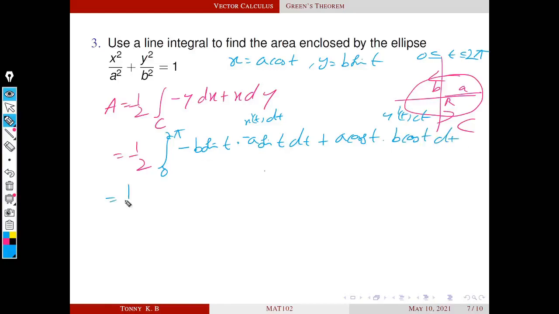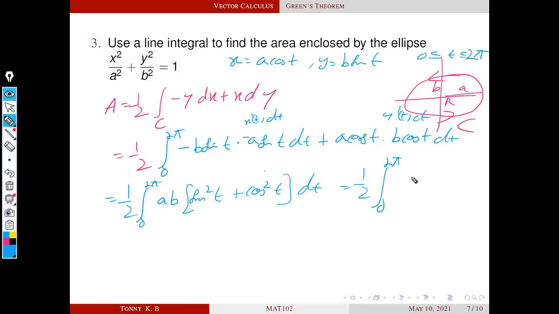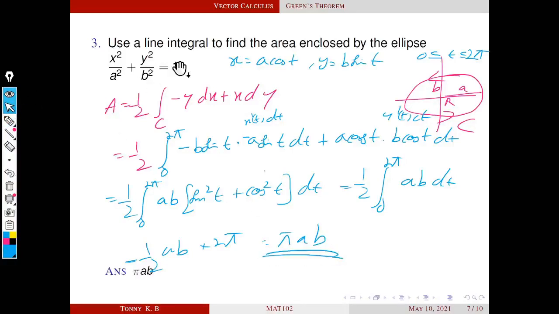So this integral becomes 1 by 2, by taking the sum of these two terms, integral 0 to 2 pi of ab times sin square t plus cos square t, and this is 1. So this becomes 1 by 2 integral 0 to 2 pi of ab dt. Upon integration we get 1 by 2 ab, this is t, from 0 to 2 pi. When we substitute the upper limit, this is 2 pi. So this is equal to pi ab. So pi ab is the area of this ellipse.